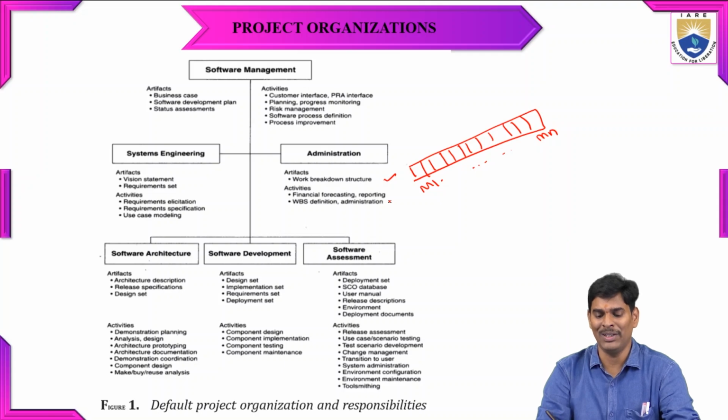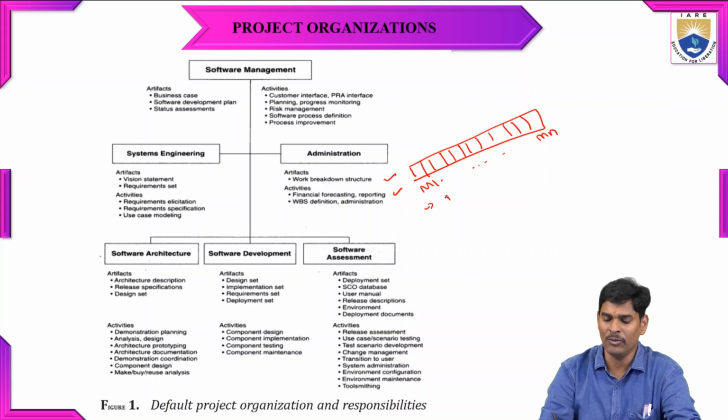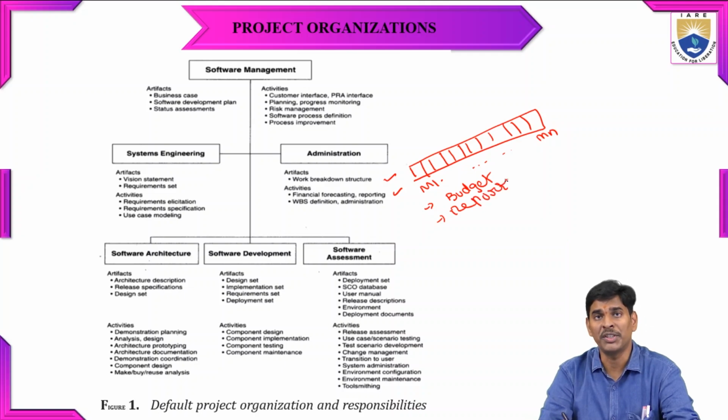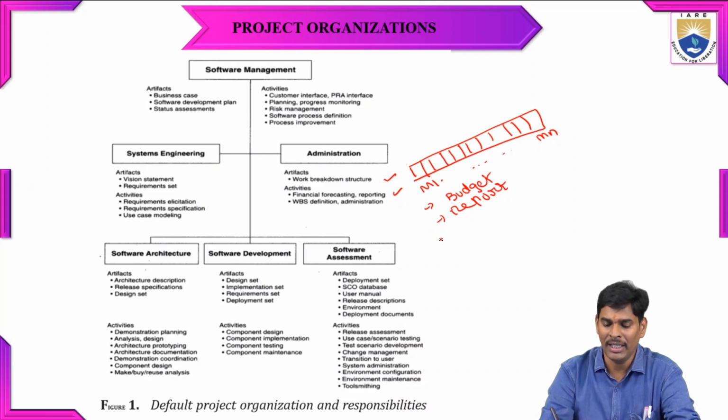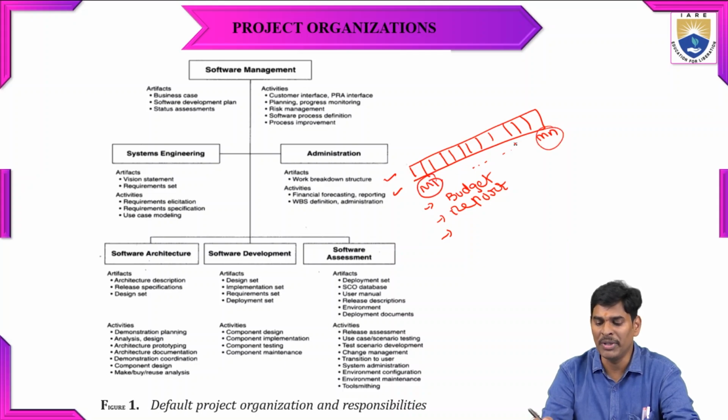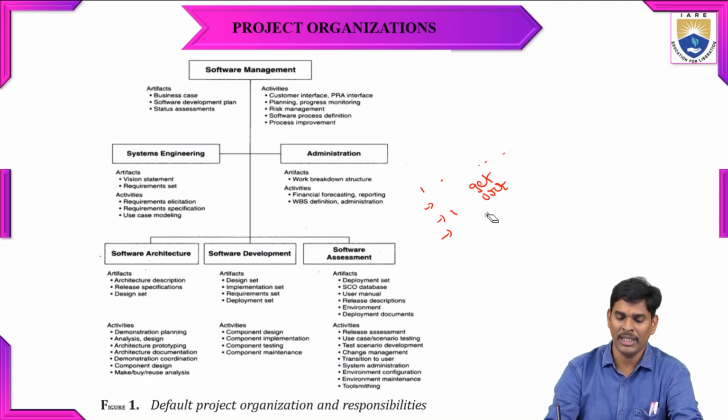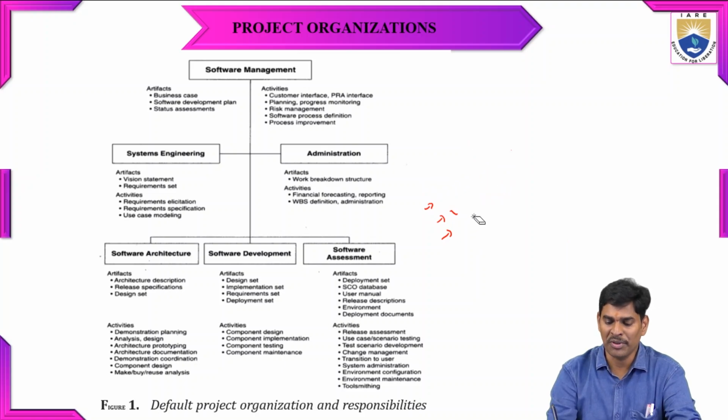So the administration's main role is to check the financial forecasting, meaning they check the budget, and they should have the report. So how much budget they have completed and what the remaining budget will be, and the WBS definition. Each and every module will be assigned to the project team members by the administration.